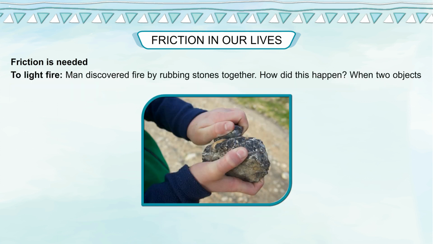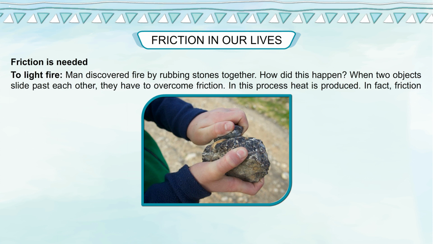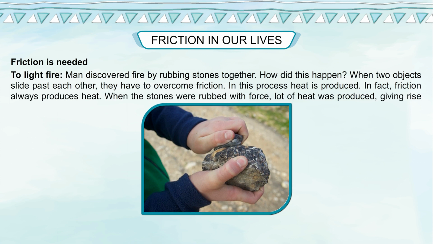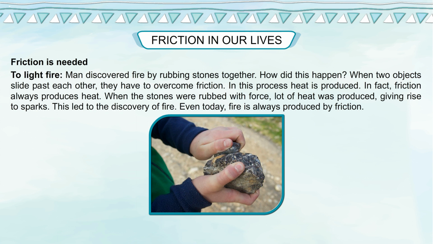To light fire. Man discovered fire by rubbing stones together. How did this happen? When two objects slide past each other, they have to overcome friction. In this process, heat is produced. In fact, friction always produces heat. When the stones were rubbed with force, a lot of heat was produced, giving rise to sparks. This led to the discovery of fire.